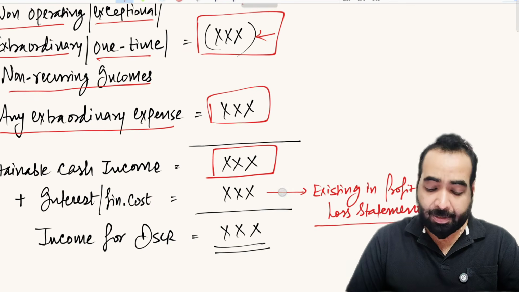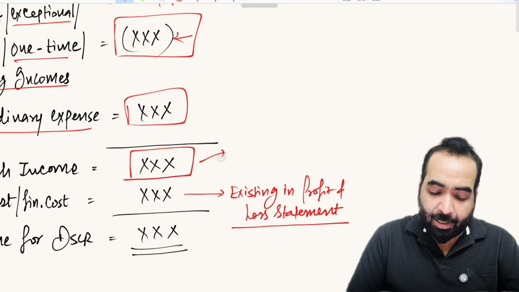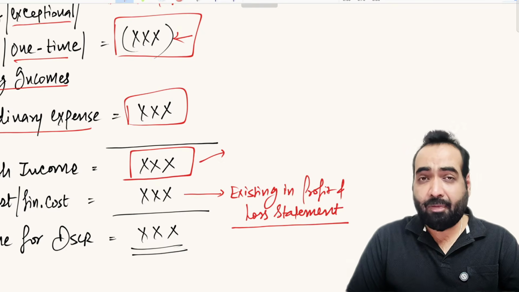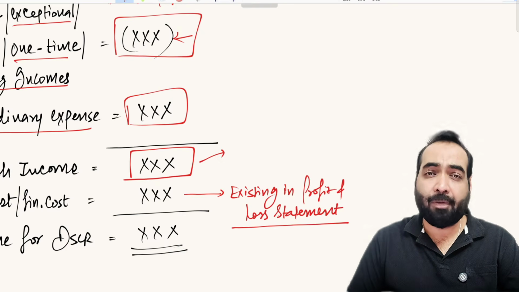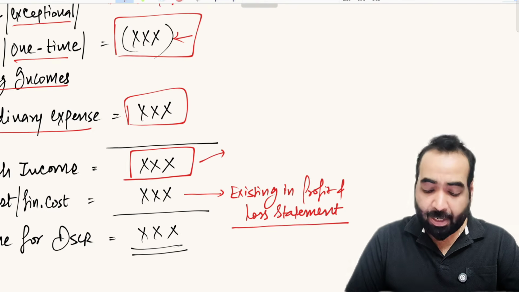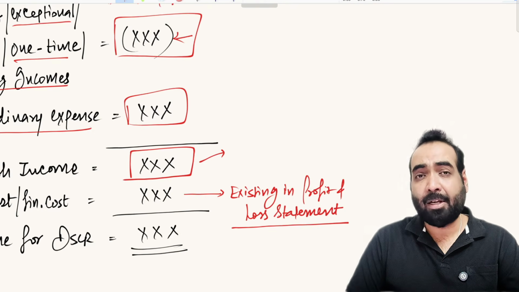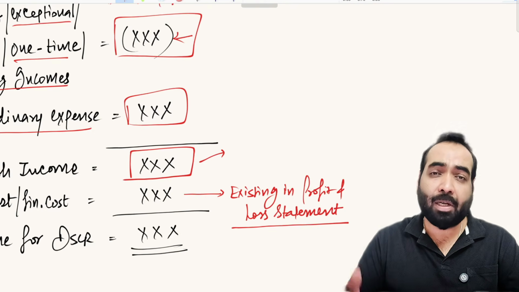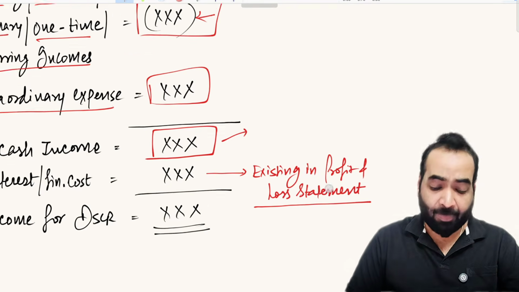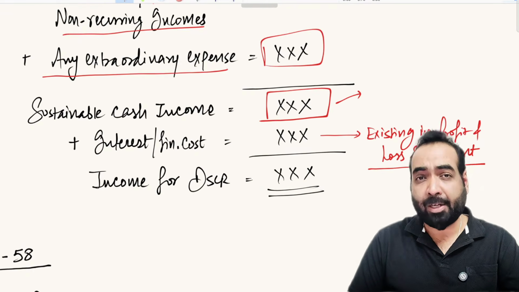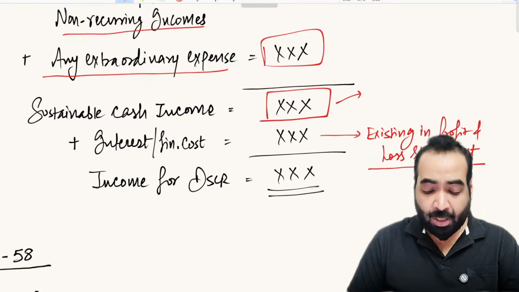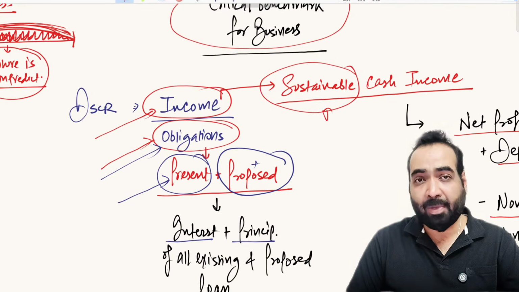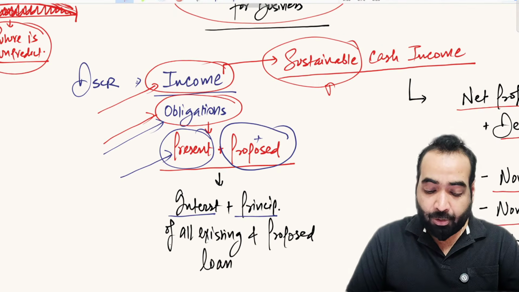What we get is the sustainable cash income. This is the income which is earned in cash, which has nullified the impact of extraordinary income and expenses. We presume that this income shall continue to be earned in the future period as well. But there is one more adjustment that you need to make in this income. Your numerator and denominator must represent the same picture.